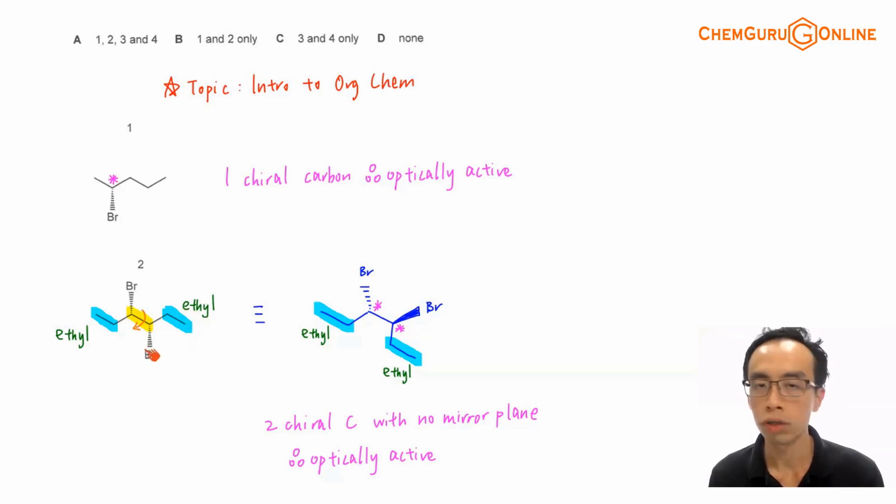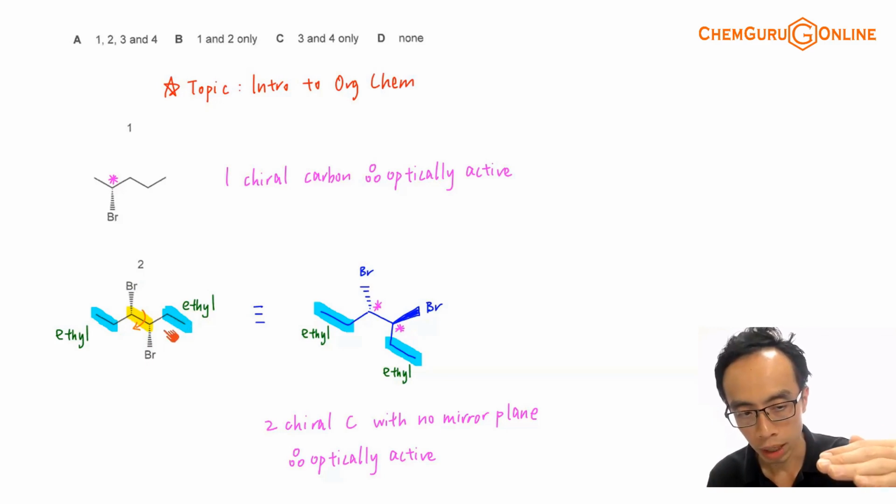Now, the way the question is drawn is not that intuitive, not so easy for us to tell. So what we want to do is try to point the bromine along the same direction and the ethyl group along the same direction. It is easier for me to decide whether there is an internal mirror plane or not. What we do is I'll rotate the yellow carbon-carbon bond. So basically I'm fixing this group on top, then this bottom here, I'll just rotate it and flip it over. So the ethyl group will come to the bottom.